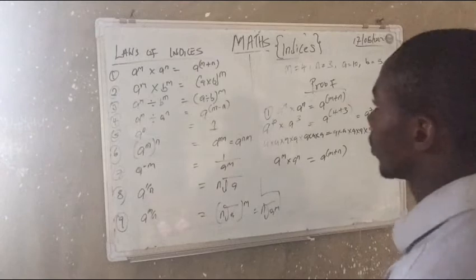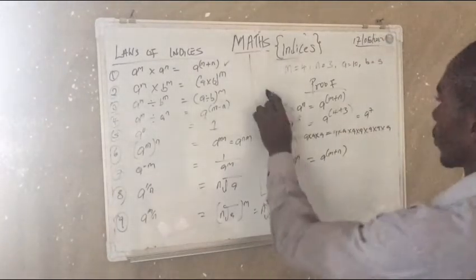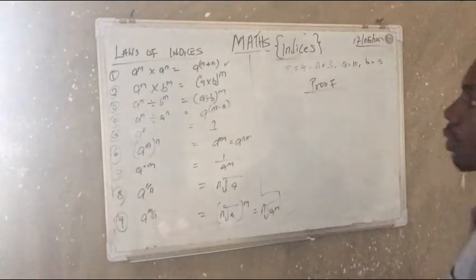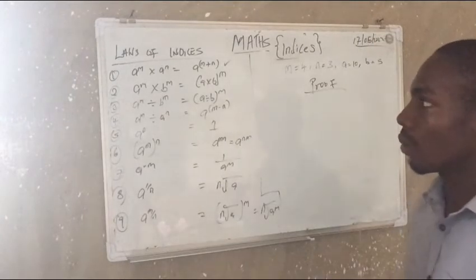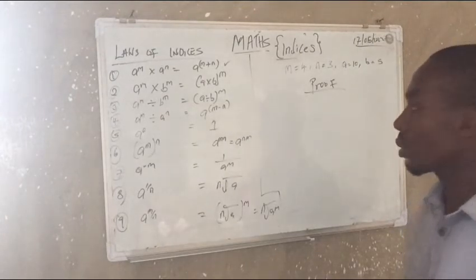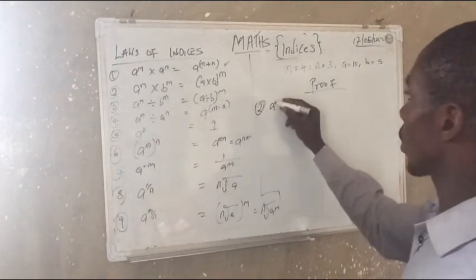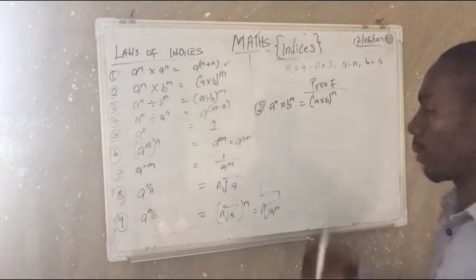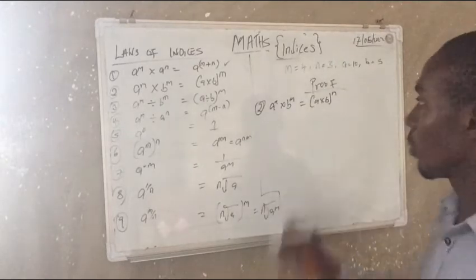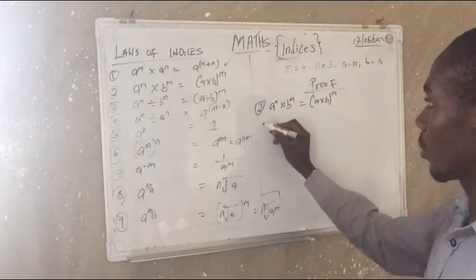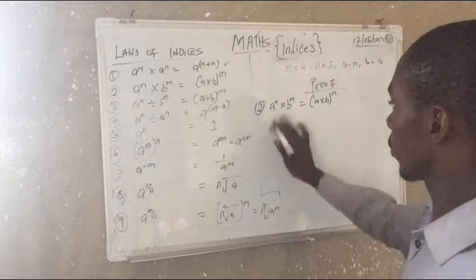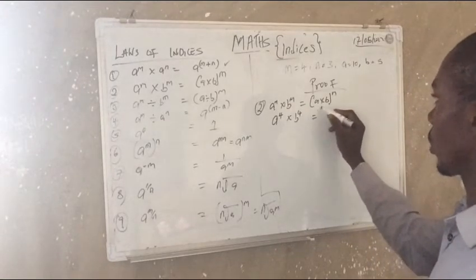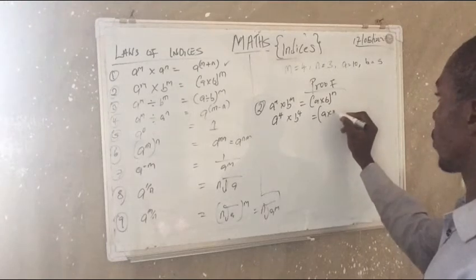So we go over to the second one. A raised to the power m multiplied by b raised to the power m is equal to a times b all raised to the power m. Now remember that our m is 4. So that is a raised to the power 4 multiplied by b raised to the power 4 is a times b all raised to the power 4.